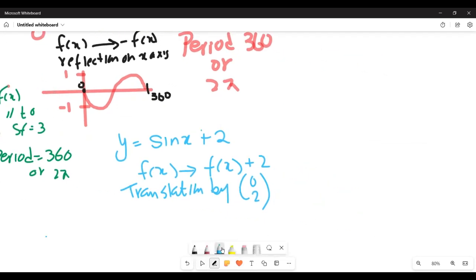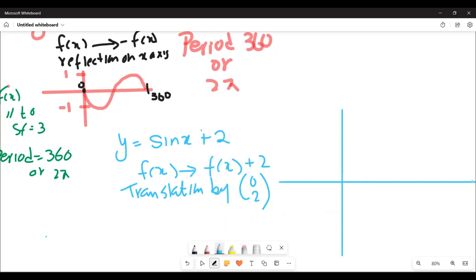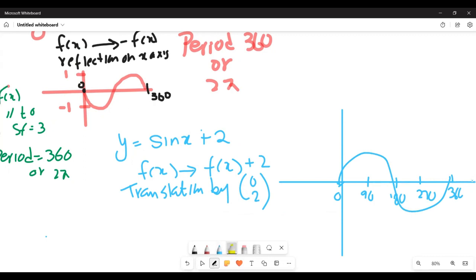So here we have an x-axis and a y-axis. On the x-axis, you have 0, 90, 180, 270, and 360. But now the original graph goes 2 units up. So if this goes 2 units up, this central line, which was 0 initially, also goes 2 units up. So you have to plot a new central line. This gives more clarity to the concept. So now you draw the sin x graph around this line.